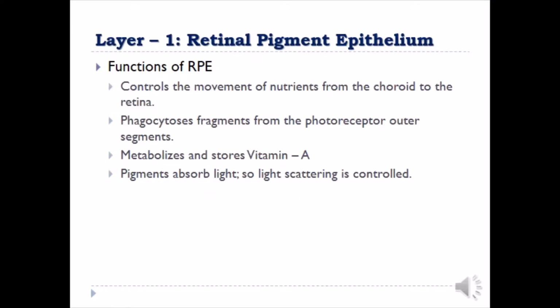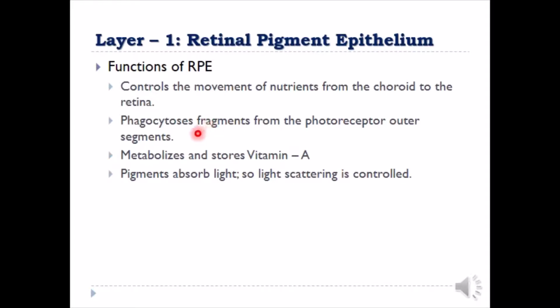Here we go. These are the functions of retinal pigment epithelium. We already understood the basic function of retinal pigment epithelium, because it is taking care of the photoreceptor cells. So what are the functions? It controls the movement of nutrients from the choroid to the retina. We already understood that nutrients and oxygen are available in the choroid, so from choroid to the retina, the RPE is controlling.